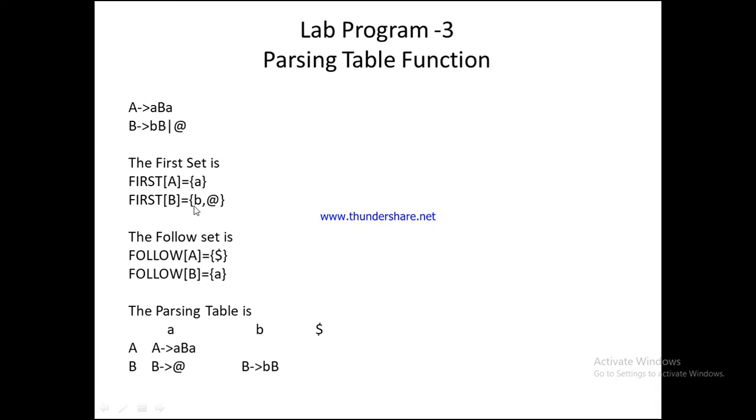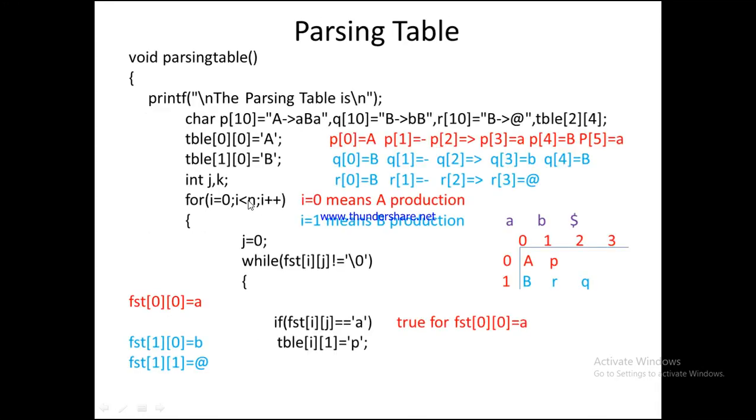First of A is A, and first of B is B and epsilon. So B, epsilon, and A. Same thing, we are storing this in a two-dimensional array. You can go through those videos and you will come to know that we have stored A in first of 0 0, and first of 0 1 will be null. First of 1 0 is B, 1 1 is epsilon, and 1 2 will be null, because further we are not having anything, so it will be null only. Got it? This we have already computed in that first function.